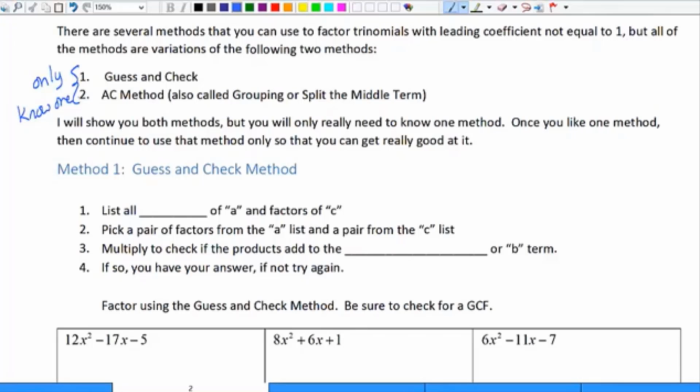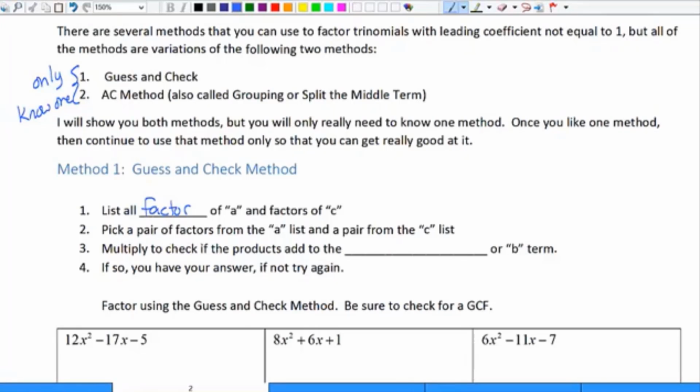So we're going to focus on guess and check first. What I want you to do is list all of the factors of A and all of the factors of C. Now the reason we do that with A and C is because those are the factors we can see. Remember when we just talked about why this is a little bit trickier? It's because I can see where the factors of A come from. I can see where the factors of C come from. It's that B that gets a little bit stinky, okay?